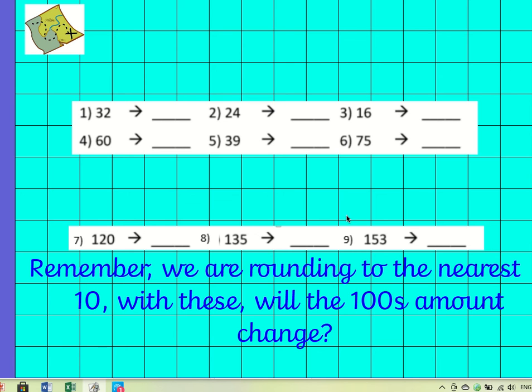Okay, so your first task today is to round these tens amounts to the nearest 10, and then just look at numbers 7, 8 and 9. Because we are rounding to the nearest 10, does the hundreds amount have to change? No, it doesn't. It is literally just the tens amount we are looking at. Okay, so that's your first challenge.